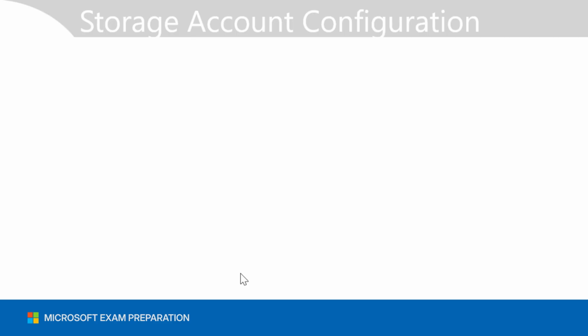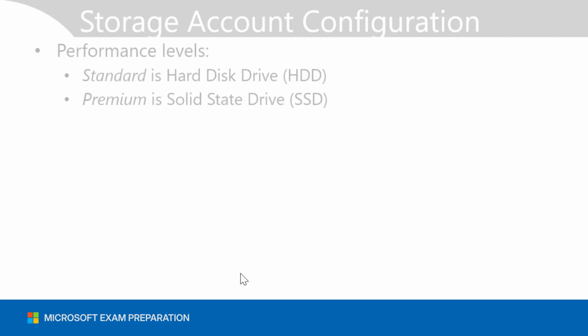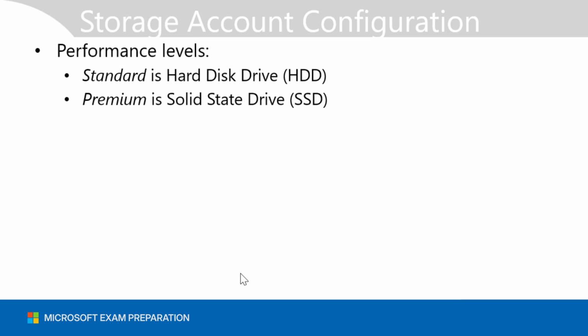We'll set up a storage account in a moment. I want to talk about some of the decisions you'll make up front. First of all, there's a performance level. There are 2 performance levels, standard and premium. Standard is a hard disk drive or magnetic drive. Premium is a solid state drive. So standard costs less, premium costs more. It depends on how fast you need the data, what kind of performance you need out of the data.